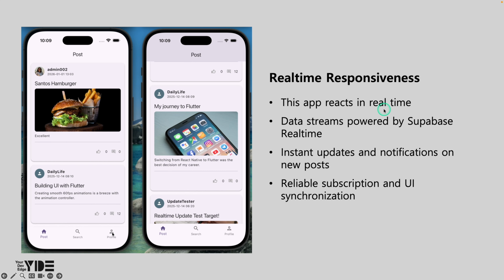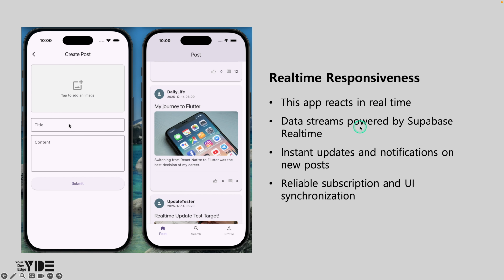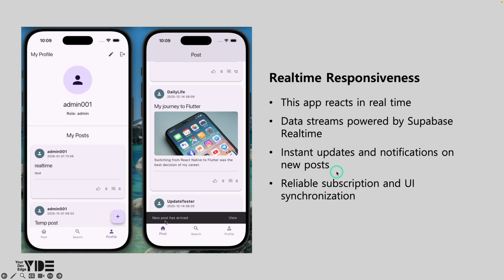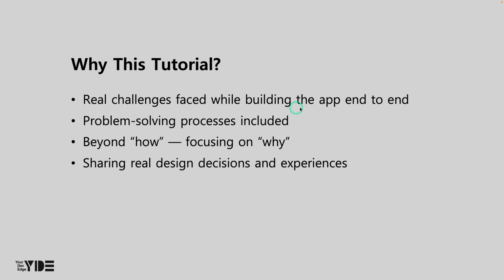This app is alive and moving. Through Supabase Realtime, the moment an administrator posts new content, the new data instantly appears on every user's screen with a real-time notification. We'll cover in depth the process of how to reliably subscribe to the real-time stream and reflect it in the UI. I have packed this tutorial with the various challenges and problem-solving processes I encountered while building this community board app from start to finish.